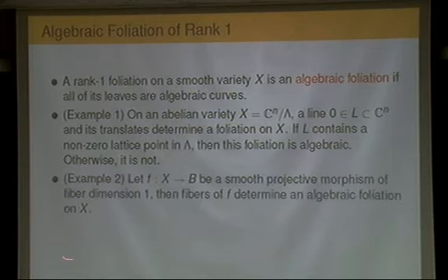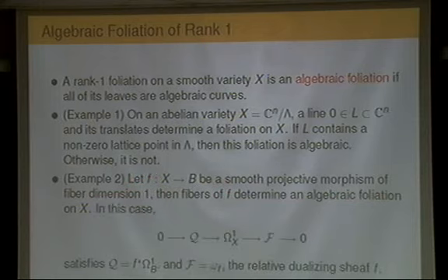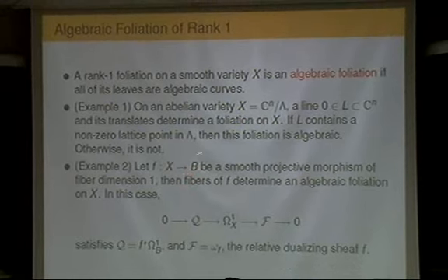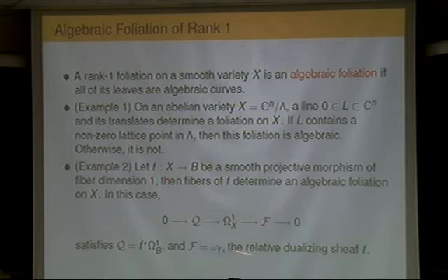Another example. This is the most trivial example. Suppose you are given a smooth projective morphism between smooth varieties of fiber dimension 1. Then certainly the fibers of f determine an algebraic foliation. In this case, this exact sequence just means that this Q is just a pullback of the sheaf of differentials on B, and this invertible sheaf is nothing but the relative dualizing sheaf of this curve fibration. So that's the situation.